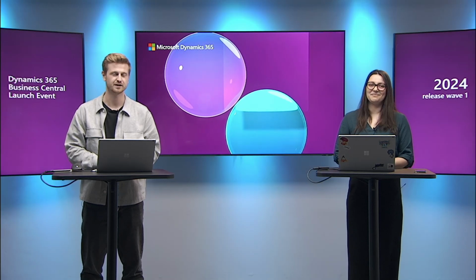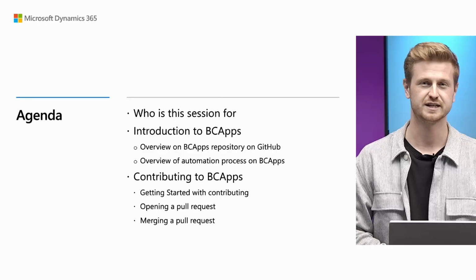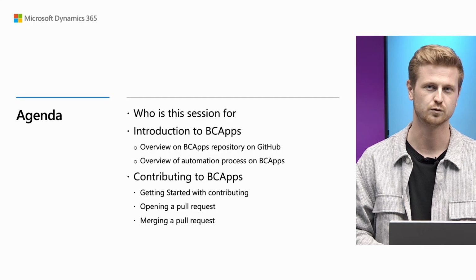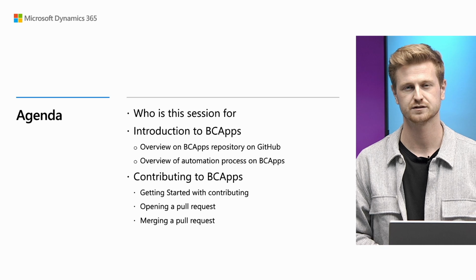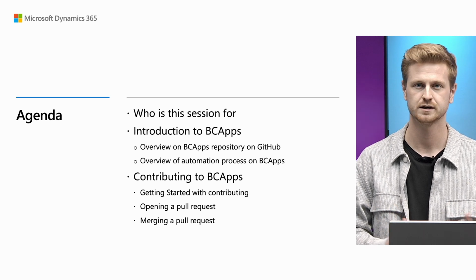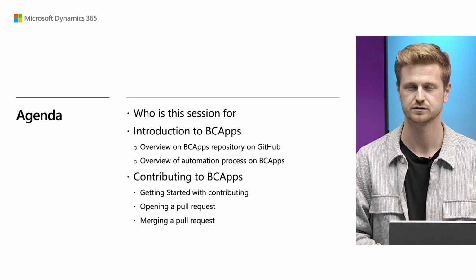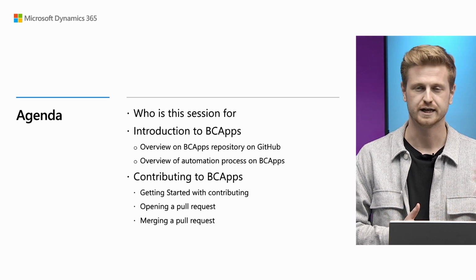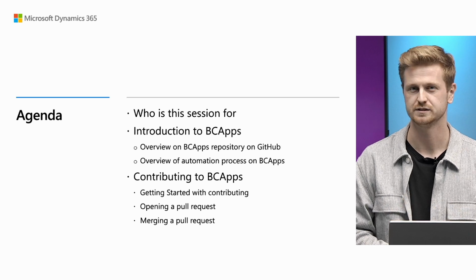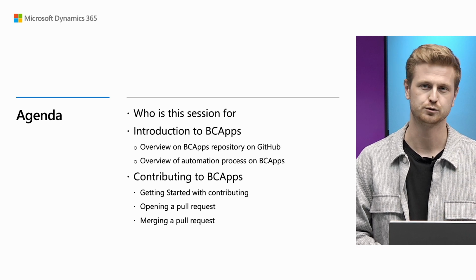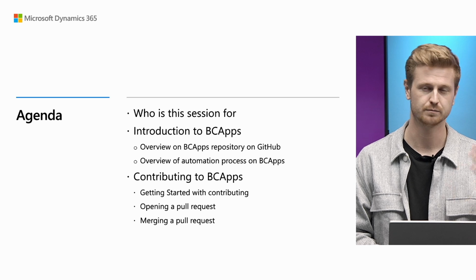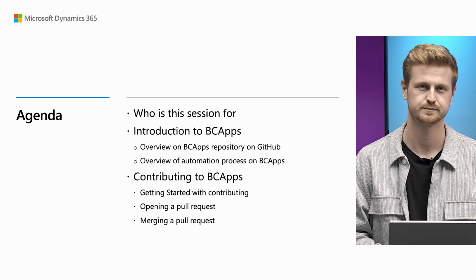Maria and I work on the team that is working on taking the Business Central application open source, and this session is going to talk about how we did that for the system application with the repository called BCApps. Today's session, we're going to start out by talking about who this session is for, and then we'll introduce the BCApps repository. We'll give an overview of what's in there, and then we'll go over some of the automation that we have set up in the BCApps repository. And finally, we'll go through an end-to-end process of how you, as a member of the BC community, can make a contribution into the BCApps repository from idea all the way to a merged pull request.